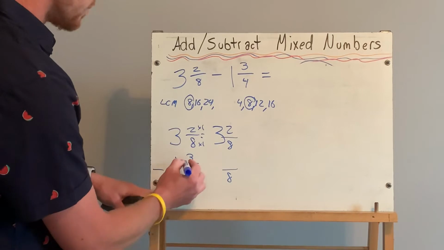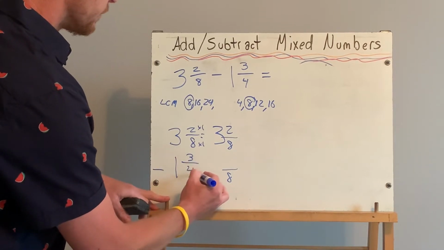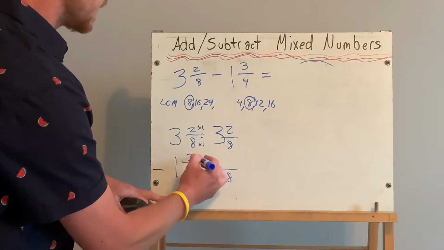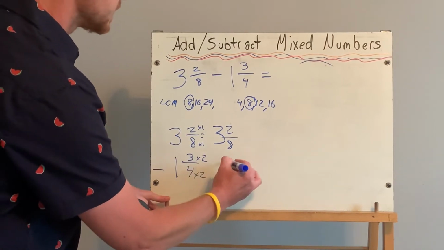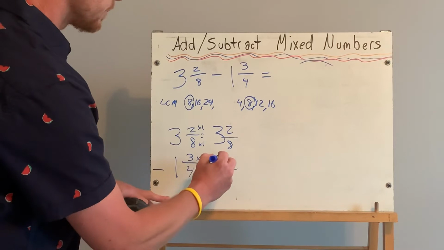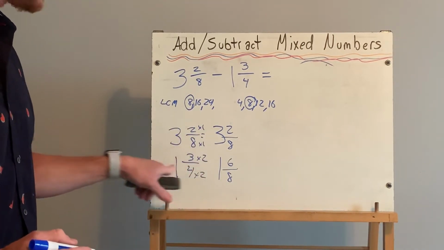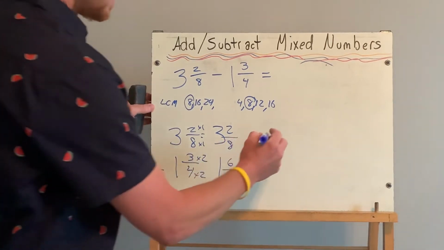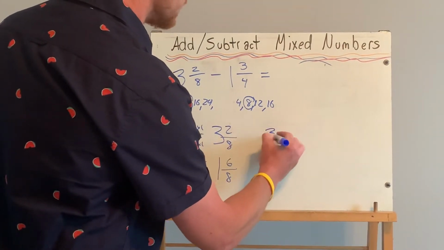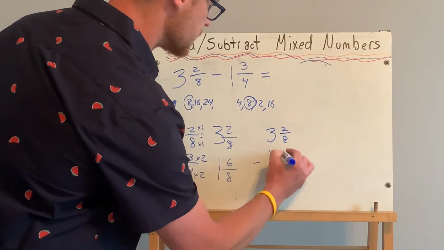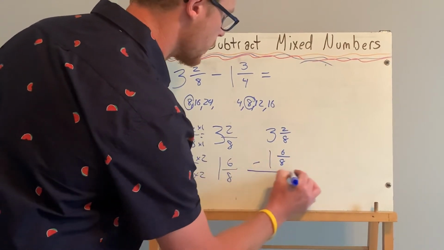Down below, we have 1 and 3/4. And to go from 4 to 8, we're going to multiply by 2. 4 times 2 is 8, and 3 times 2 is 6. And then our whole number is 1. So now our new equation is 3 and 2/8 minus 1 and 6/8. I'm going to rewrite it over here just so I have a little bit more room. Okay.